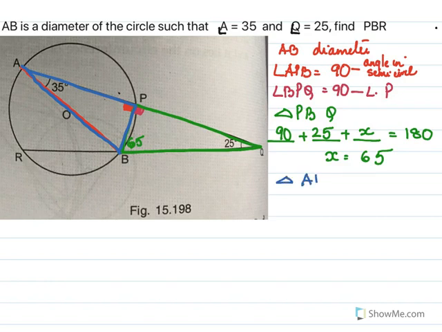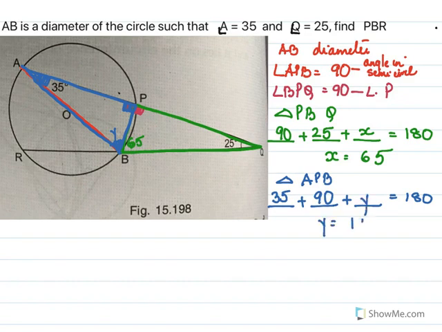So I take angle APB. Three angles, you add up, you get 180. One angle is 35 here, one angle is 90, and I do not know this angle. I'll put this as y. So 35 plus 90 plus y equals 180. So y will be 180 minus 125. So the y will be 55.